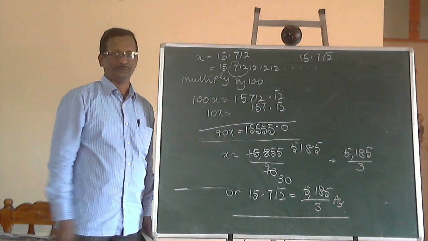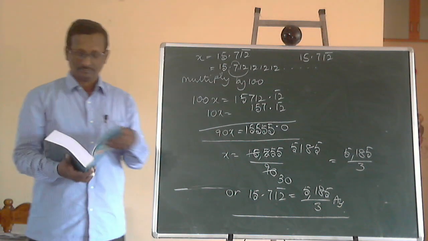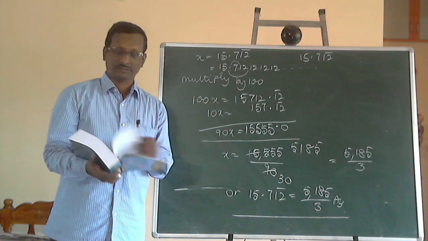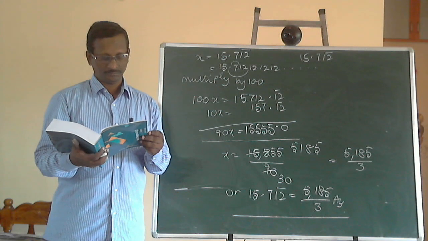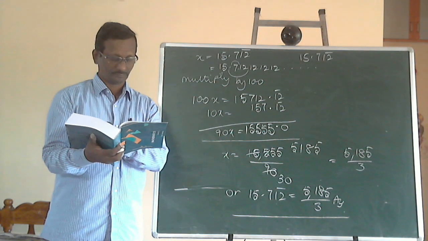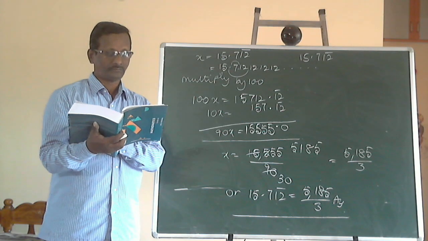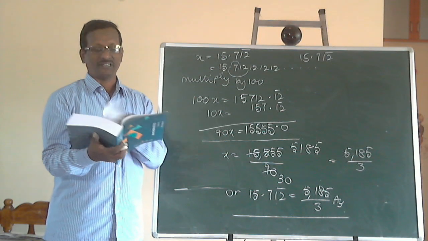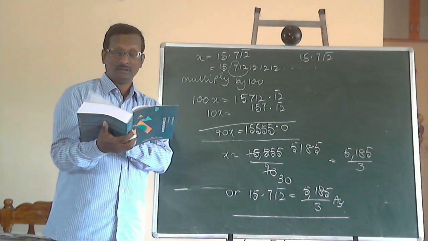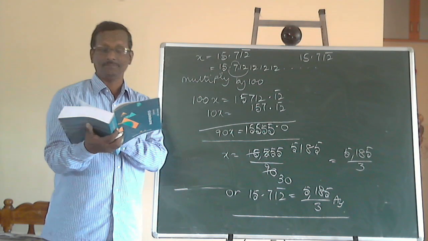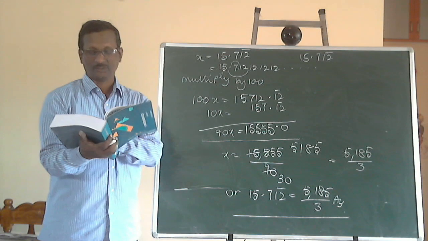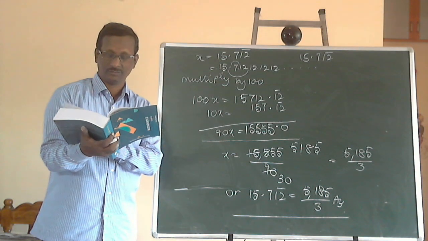That is question number 2. Next we will go for the third question: representation of a number under root, a decimal, on the number line. There is a small procedure to find it out.